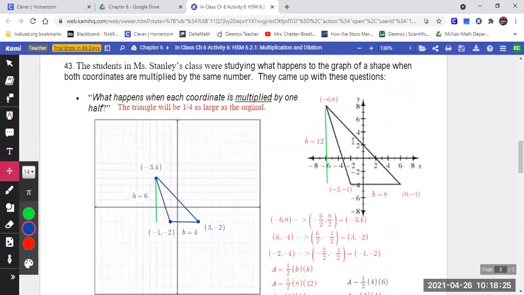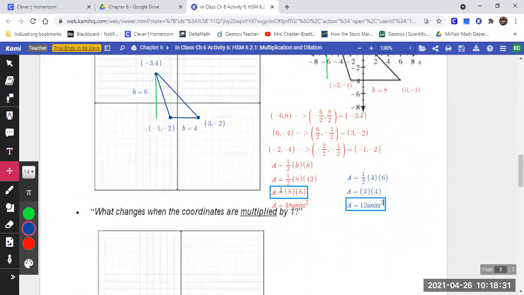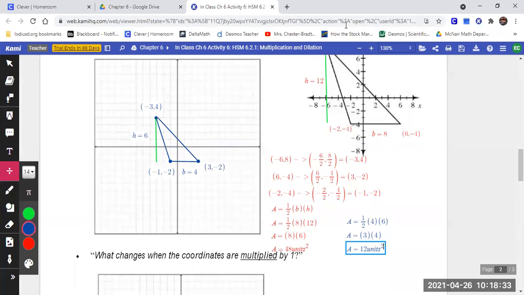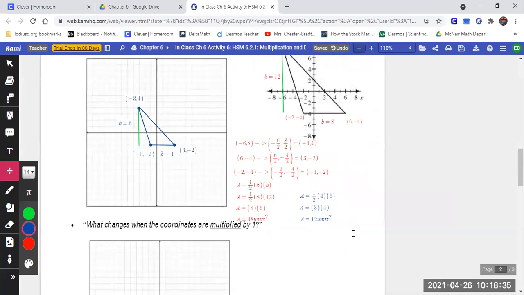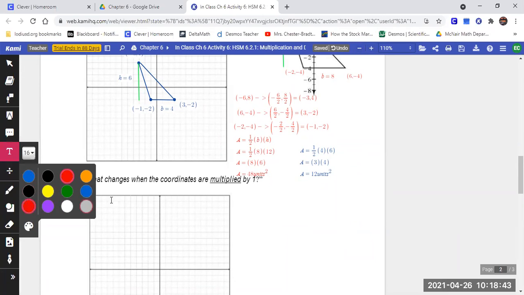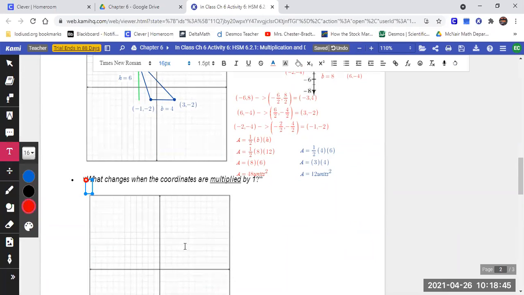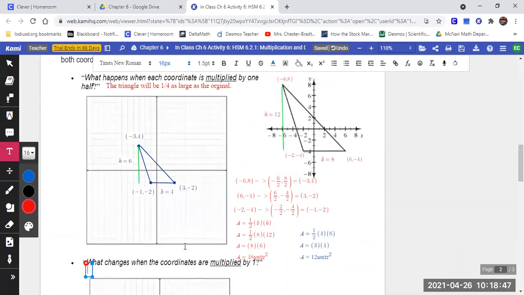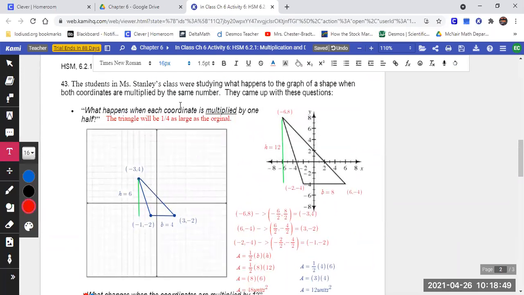Now, the good news is we do not have to redo anything for the big triangle. We just have to work with the small ones. All right, so let me get this a little smaller because I want to see the big. Now, what happens if we multiply x's and y's times 1? So on this one, we said that because we multiplied by 1/2, the triangle was 1/4 as large as the original.